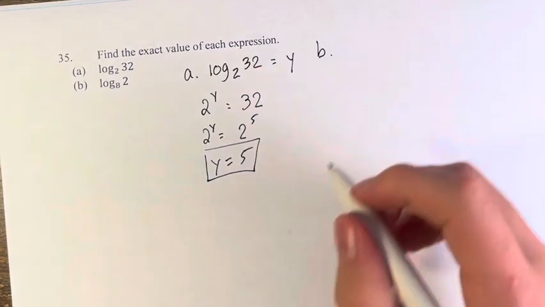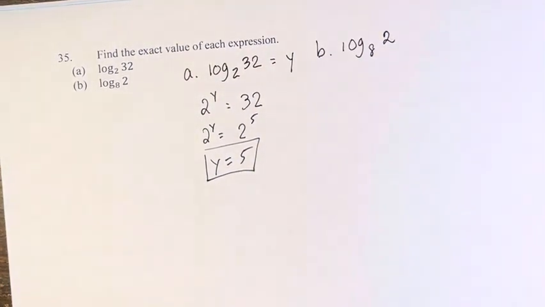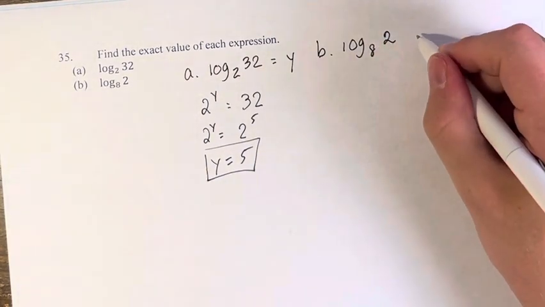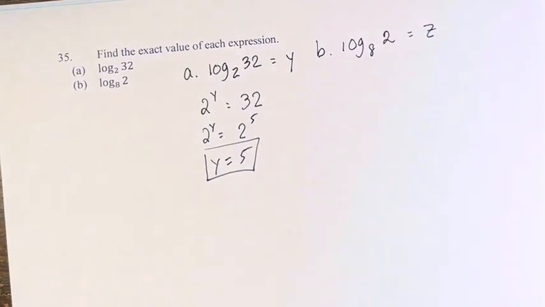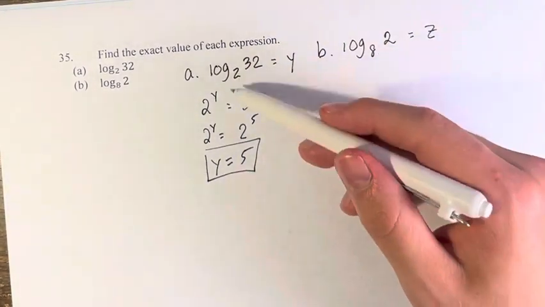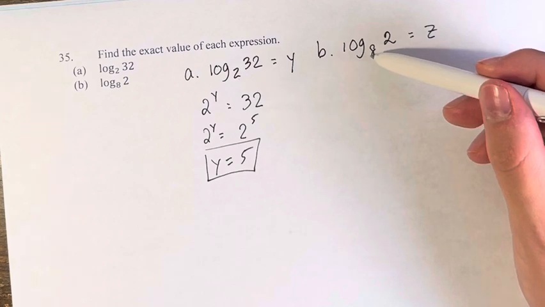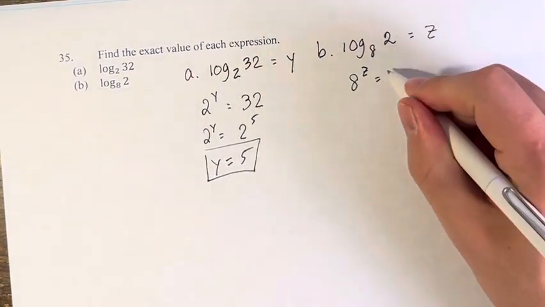Similar thing here with b. Log base 8 of 2. This is equal to y. Or we could call it z, just to not confuse with this y. Therefore, using the same relationship that we did before, 8 to the z equals 2.